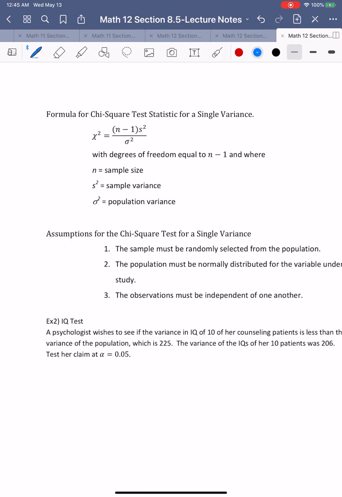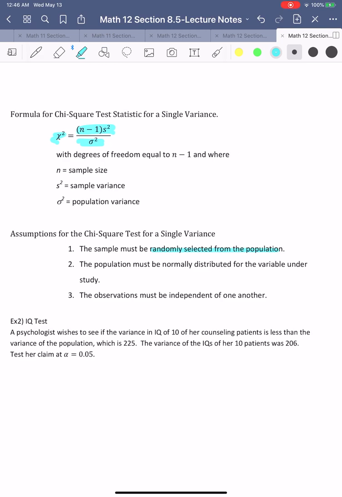Actually, let's do the formula first. The formula for the chi-square test statistic for a single variance is chi-square equals n minus 1 times s squared over sigma squared. You understand the meaning of each symbol, right? The assumptions for the chi-square test for a single variance: the sample must be randomly selected from the population, the population must be normally distributed, and the observations must be independent of each other.